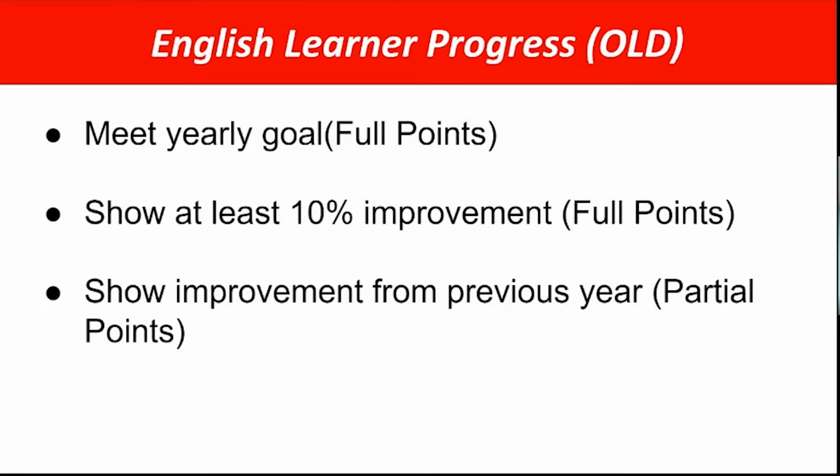For the English learner progress, this one is pretty similar. It did not make many changes, but you used to have a yearly goal. And if you met it, you got full points, just like the other ones. You could also show at least 10% improvement. So if your group of EL students showed at least 10% improvement, you got the full credit for that, or the 100 points there. And then lastly, show improvement from previous years. Again, in that situation, you could get partial credit.